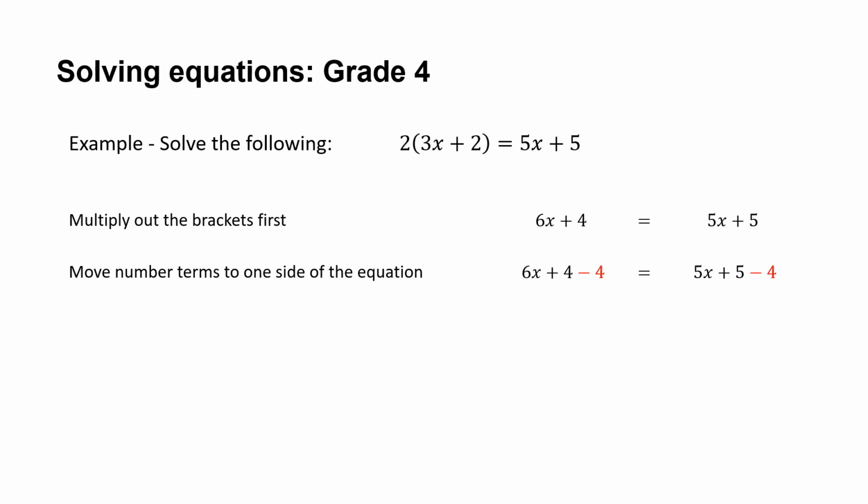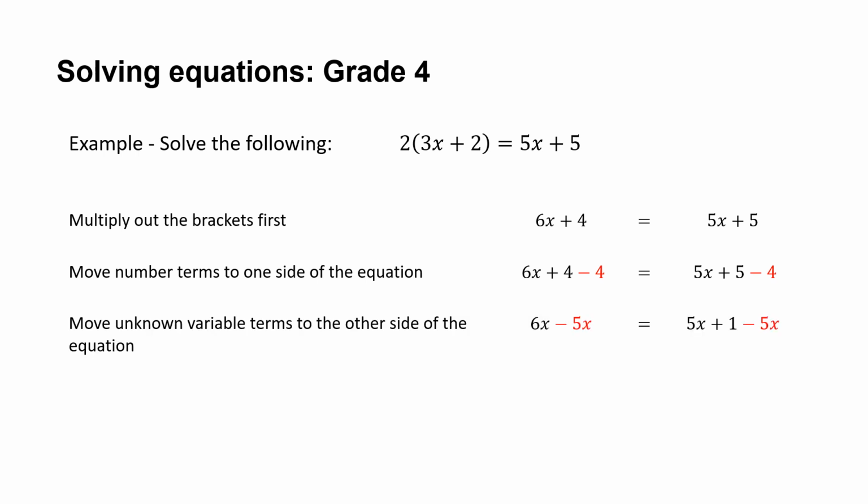So we're going to subtract 4 from both sides here. We can see that the 4s are going to cancel out on the left-hand side. And on the right-hand side, we're going to get 5x plus 1. Now we're going to move the x term to the left-hand side. So to do this, we're going to subtract 5x from both sides. This is going to give us x equal to 1.